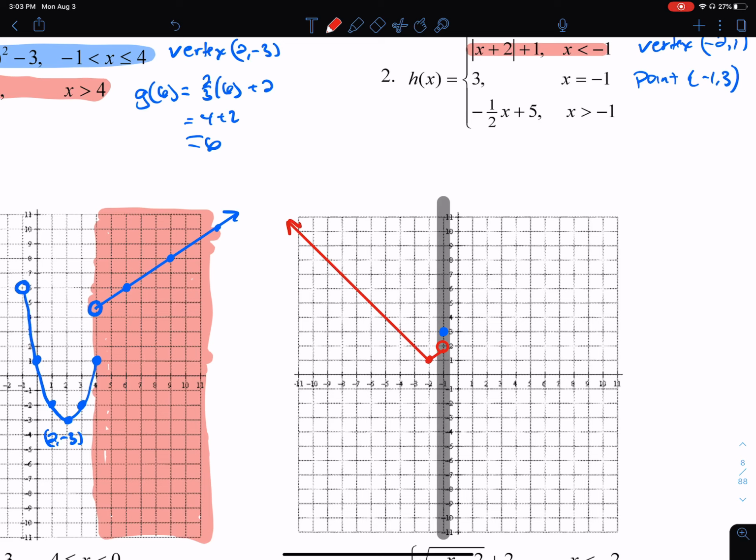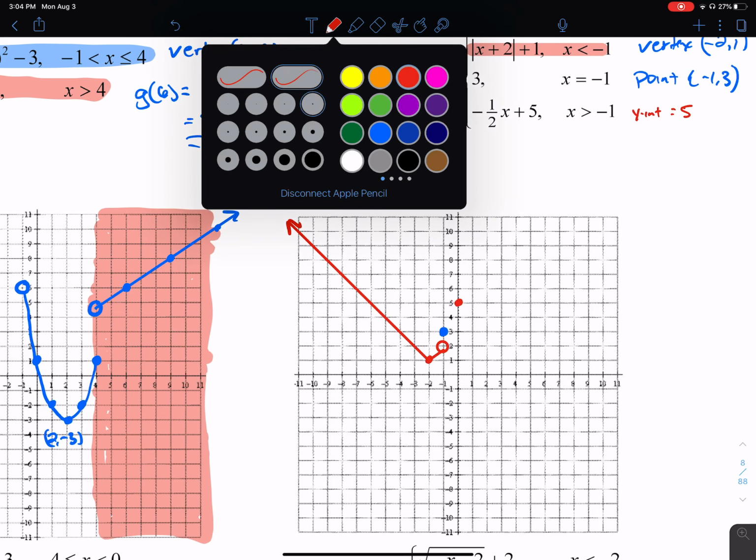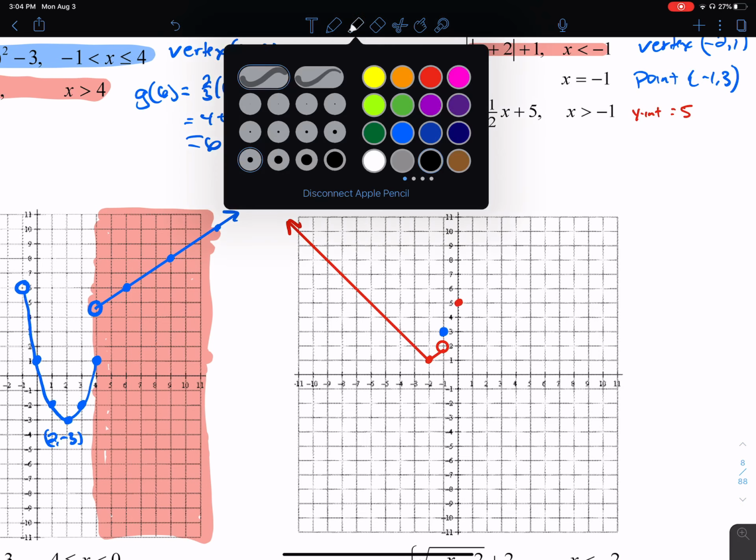This next one, this is a line. Now, the y-intercept for this line is actually included in this graph. It's at 5. I'm going to make a note: y-intercept is at 5. So that means this is crossing the y-axis at 5.